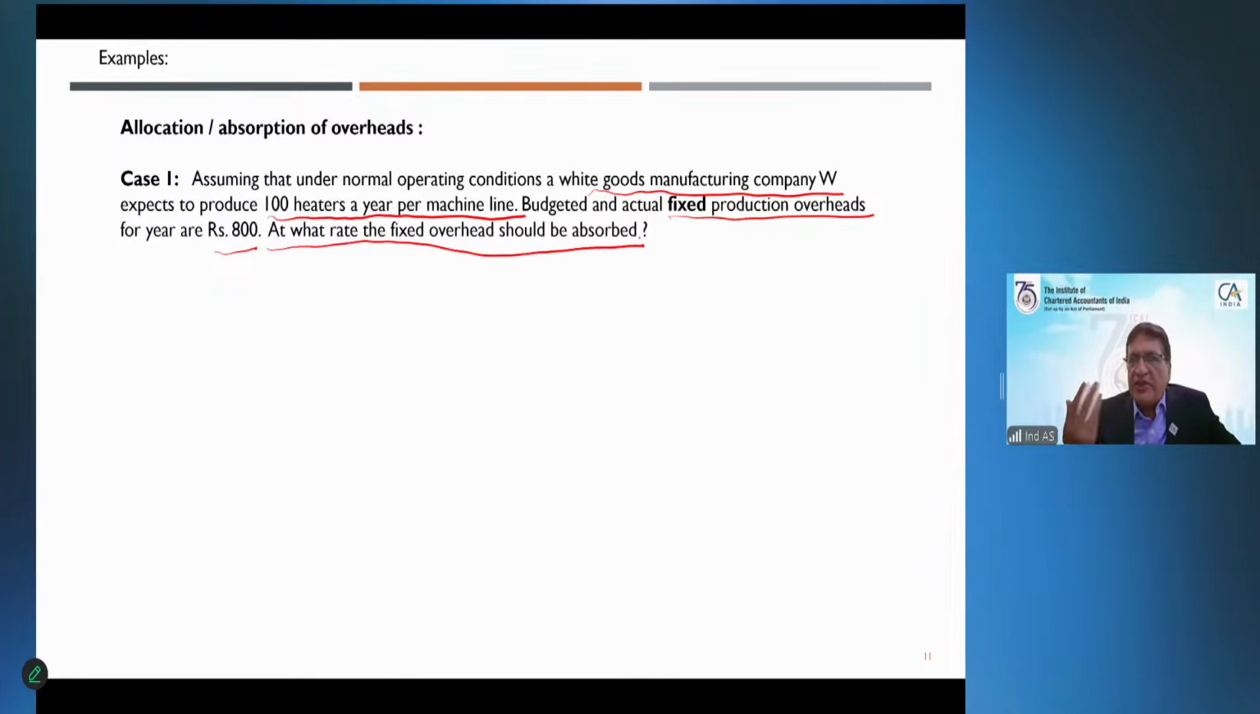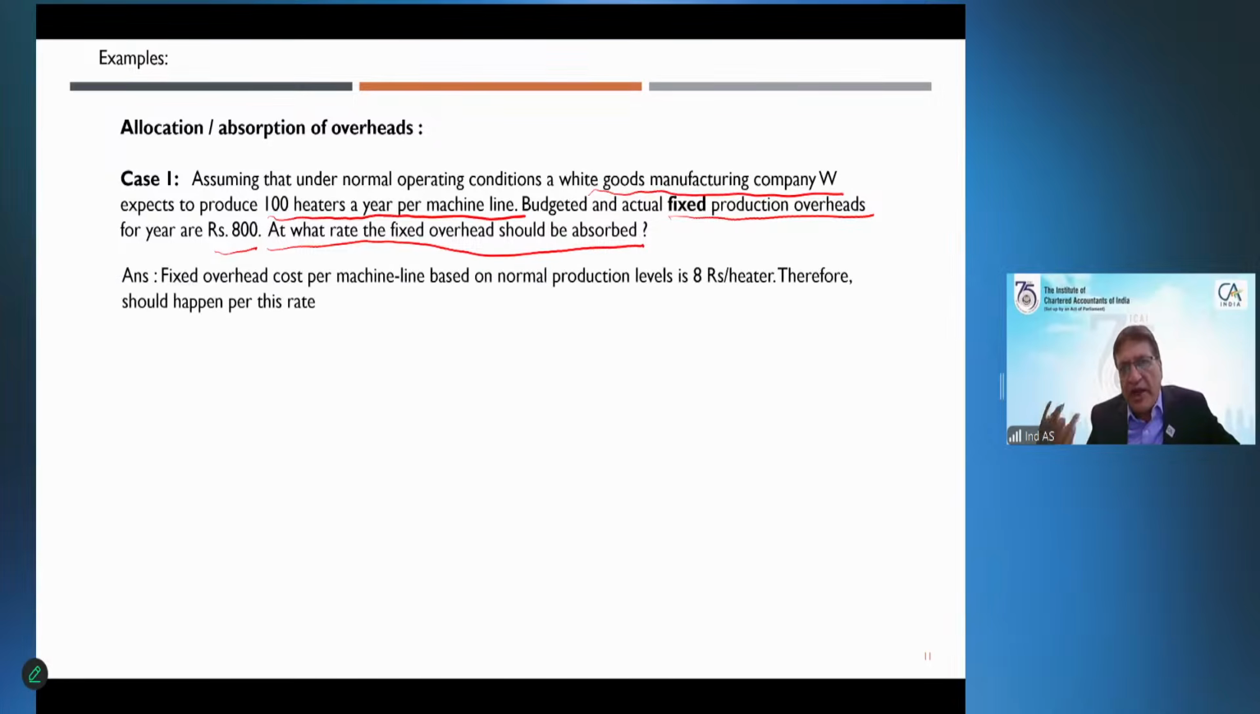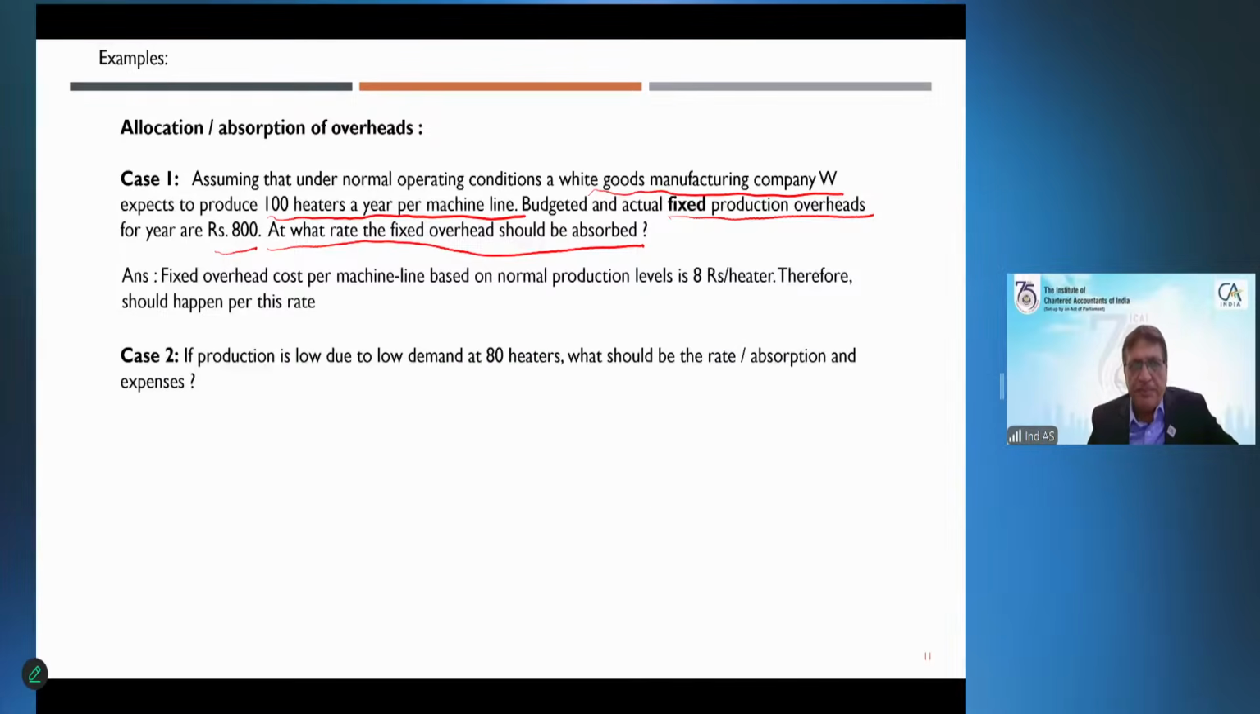So normal production is 100 heaters. The fixed overhead is 800. So 800 divided by 100 gives 8 rupees per unit. So whatever your leftover inventory is, you have to add this fixed overhead to that inventory as an absorption.